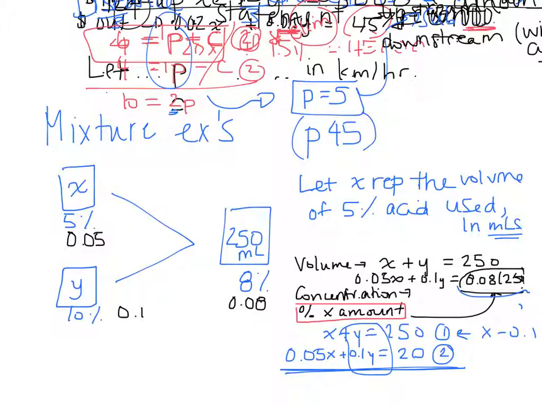Solving by elimination is the easiest method here because they're lined up, but if you prefer to do substitution, you can choose to isolate the variables in the first equation. Either you make it an x equals or a y equals equation, and then you substitute it into the other equation to solve. The complete solution, again, is on page 45, but I wanted to go over how to set up these mixture examples because they were very unique in this unit.